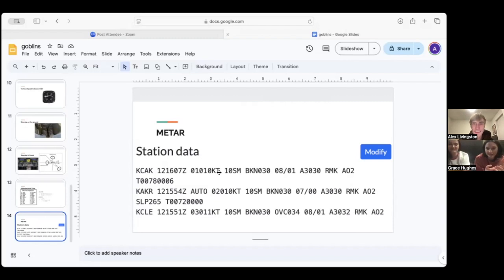They're not all the same, but they all say RMK. RMK just stands for remarks, and then you don't need to know anything after that, really. Remarks, just how much your buddy has been talking. How much your co-pilot is saying less than a minute today.